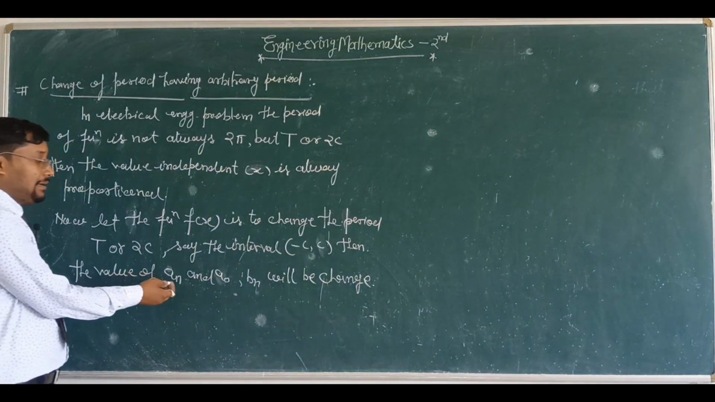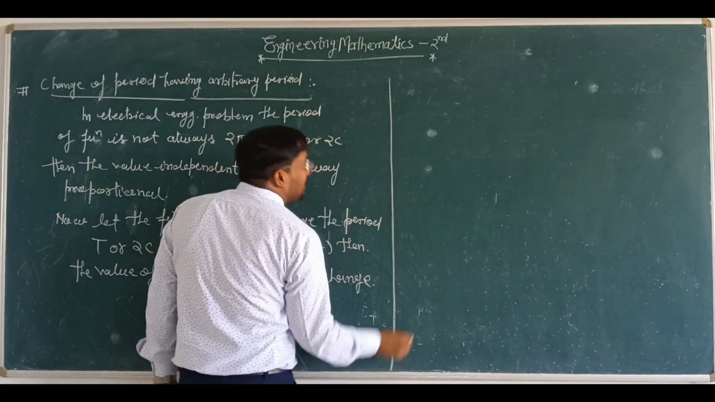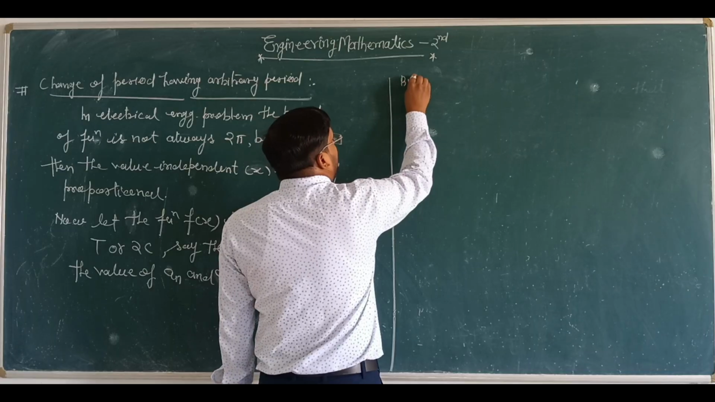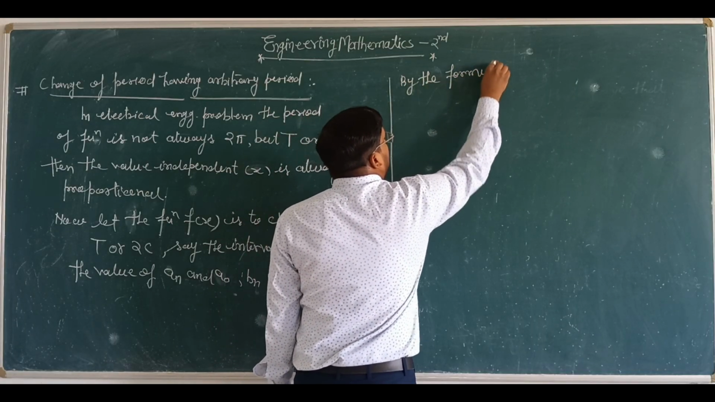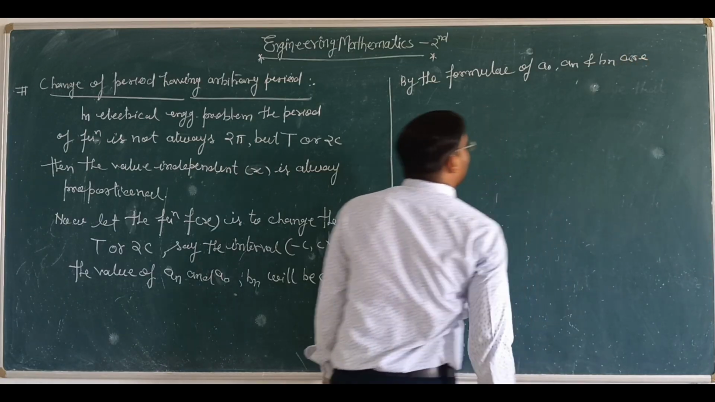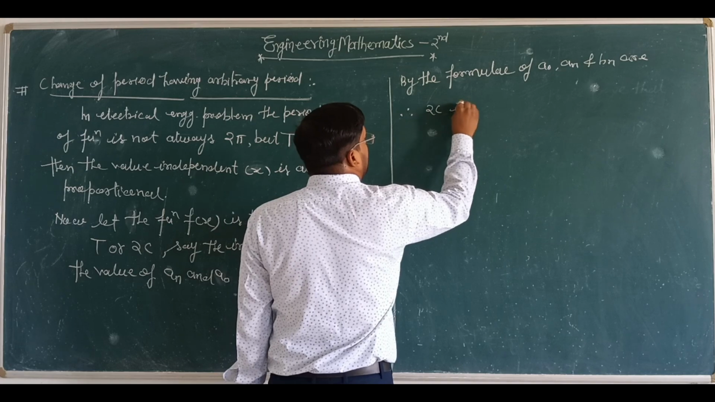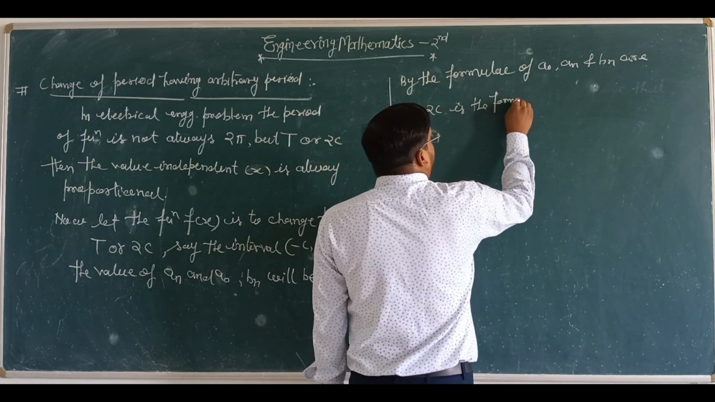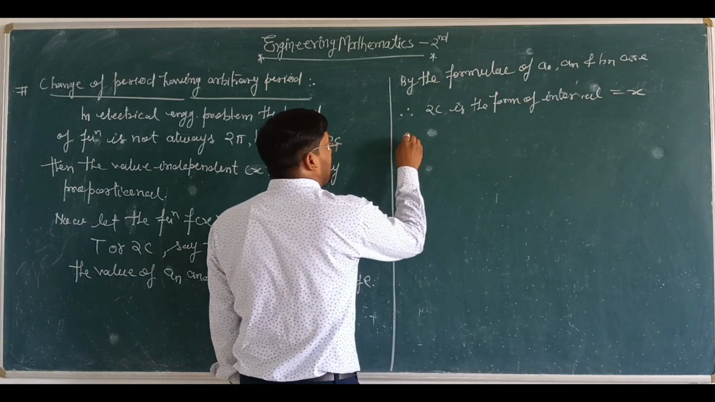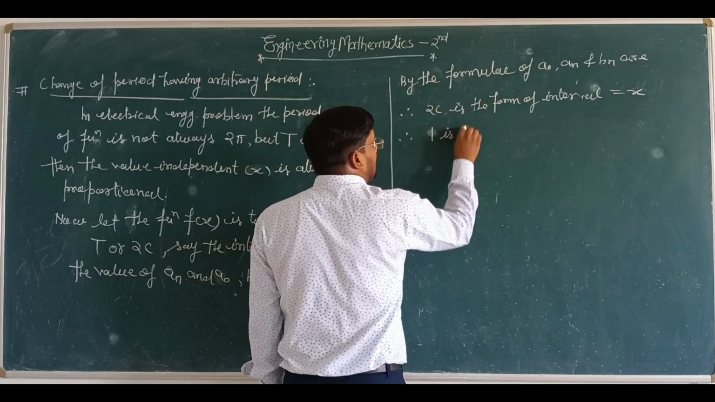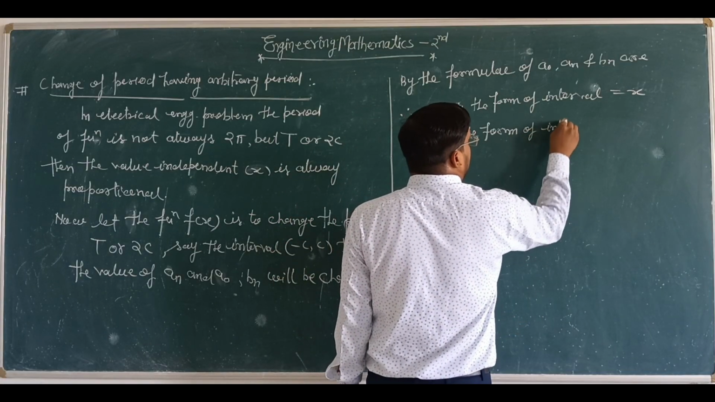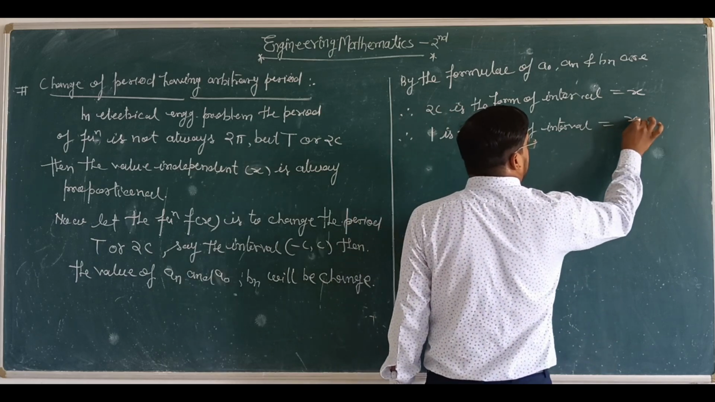Now the values of a naught, an and bn, the formula of a naught, an and bn are... Since 2c is the period of the interval x, and since 2 pi is the period of the interval, it is equal to x upon 2c.